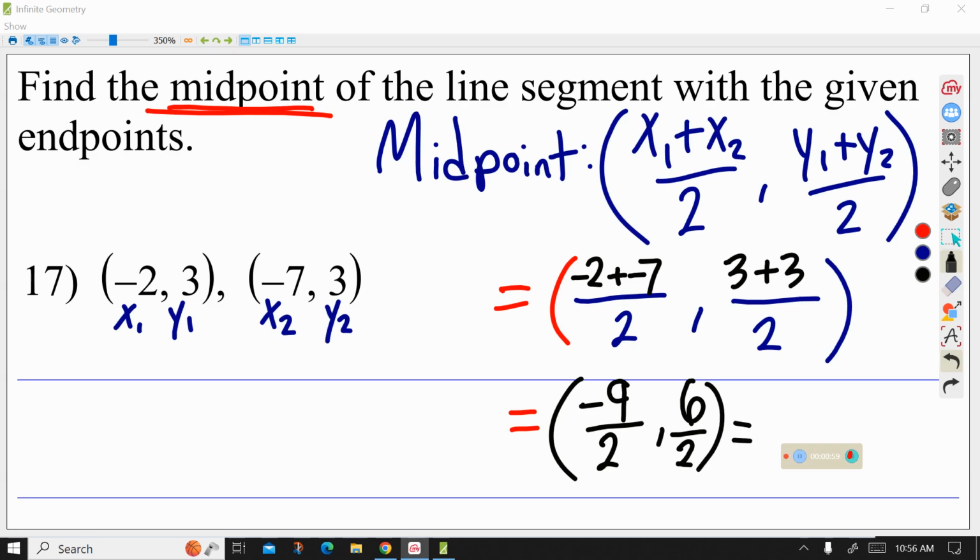All right, so when I try to break down these numbers, the one on the left can't change, right? That's just going to stay as -9/2. All right, but on the right, 6 divided by 2 is 3. So now we have the final answer, okay? You don't actually have to change this. I guess you could try to write it as a decimal or something, but it's fine if you leave it like that. Okay, so we'll go do a couple more examples.